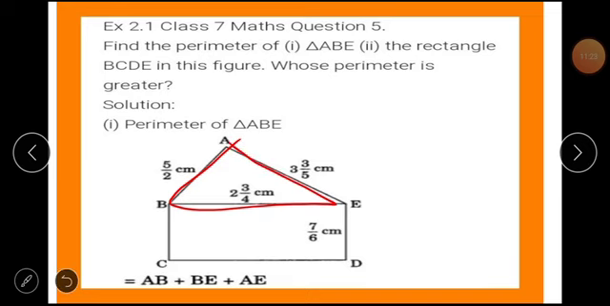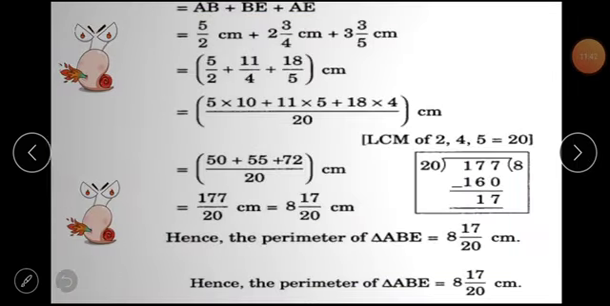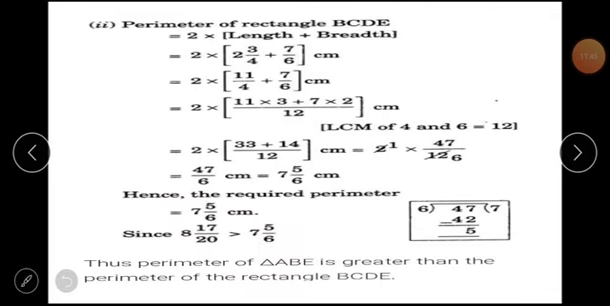triangle. Now second part, what you have to find out, the rectangle BCDE. Look at here, BCDE. This is given. These names are given. These points are given in the question. BCED. So whose perimeter is greater? So students, you will calculate its perimeter. Length is given, breadth is given, as I told you in the previous question. And now then you can compare which one is greater.